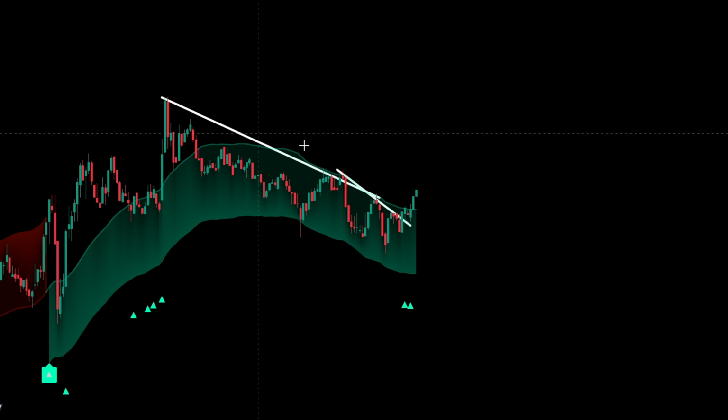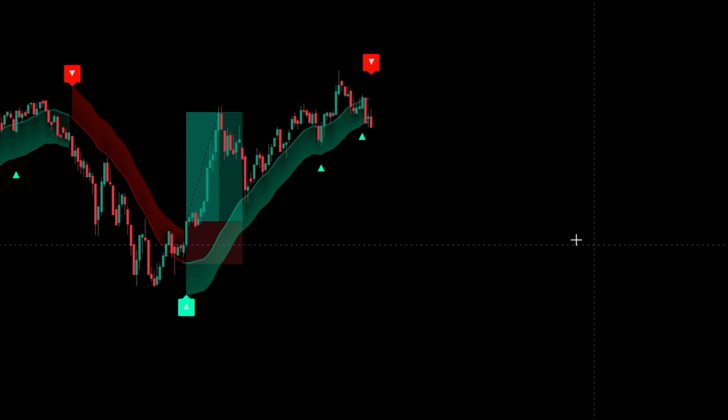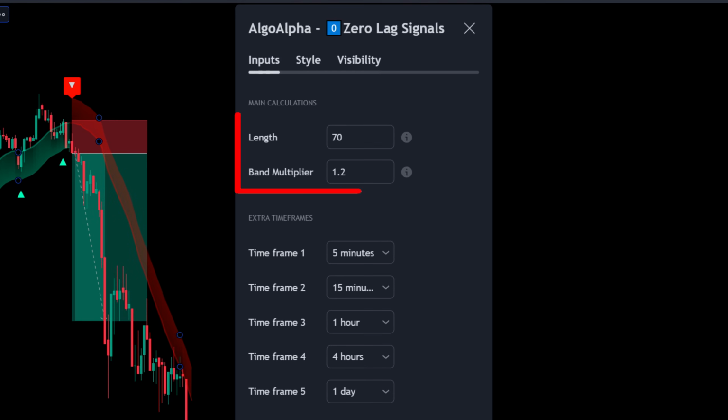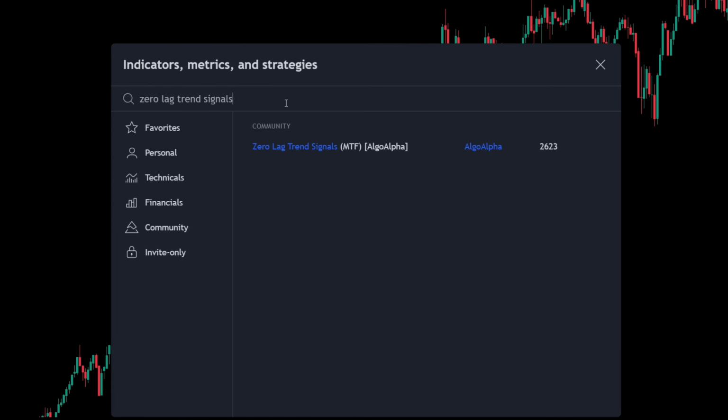You can use this as both a confirmation indicator and an entry indicator, of course. You can configure the signal sensitivity in the settings based on your needs. To add it, type Zero Lag Trend Signals and make sure you select this one by Algo Alpha.